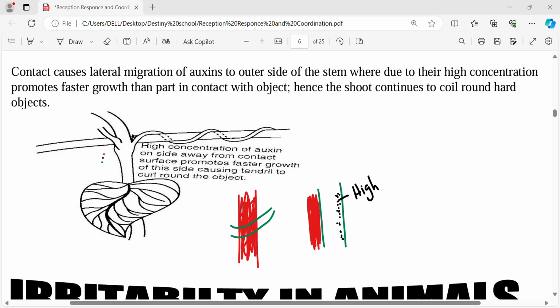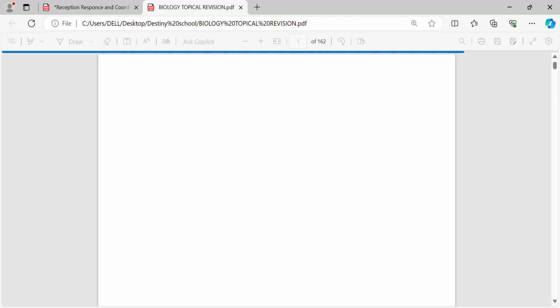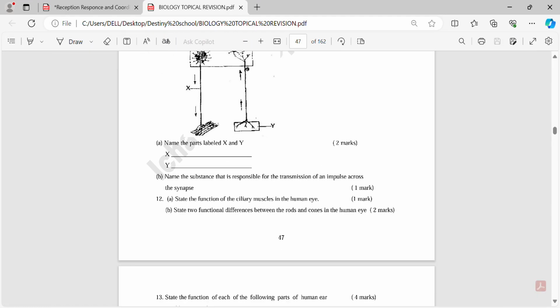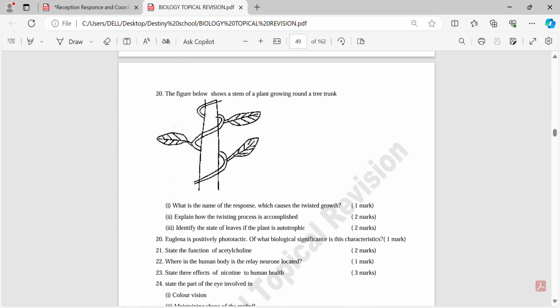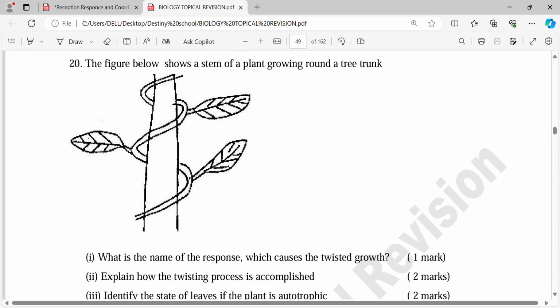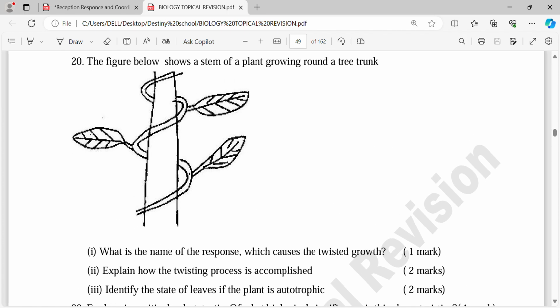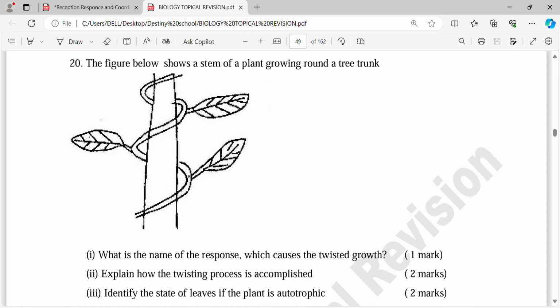So let's see a sample of some question. Do I have this question? I guess I do. Let's see if we can get a question on the topic. Yes. So, the sample question on what I've just done.